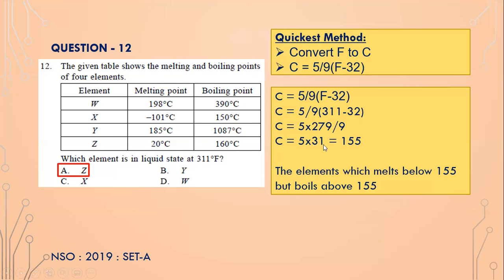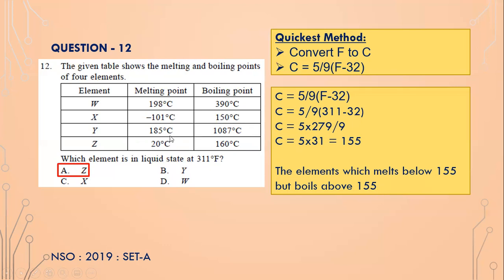So the melting point of the element should be below 155, isn't it? The element should melt below 155, but it should boil above 155, isn't it? It should not boil at 155. So element Z, isn't it?